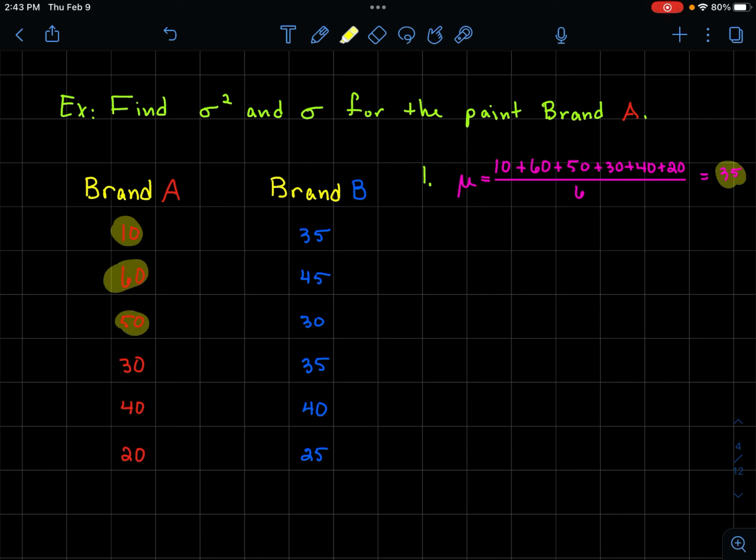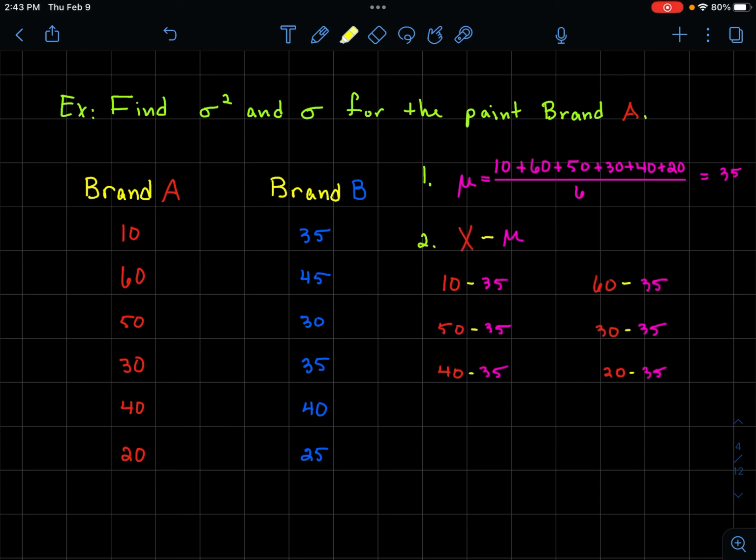Now we're going to go through and figure out, how far away is 10 from 35? How far away is 60? How far away is 50? All the way through each data point. So that's what our x minus mu is. When we take all those data points and subtract, we're going to get the following values: negative 25, 25, 15, negative 5, 5, and negative 15.